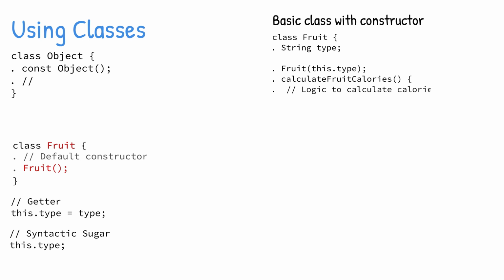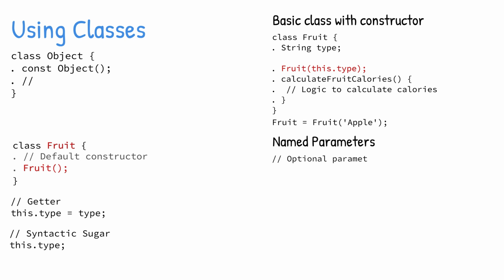The previous example uses a constructor with syntactic sugar, Fruit(this.type). And the constructor is called in this manner, fruit equals Fruit, with the value apple. To use named parameters, enclose the parameter in curly brackets, Fruit, in the open and close curly brackets, this.type. And call the constructor in this manner, fruit equals Fruit, the type, colon, and the value, which in this case is apple. Imagine passing 3 or 4 parameters.